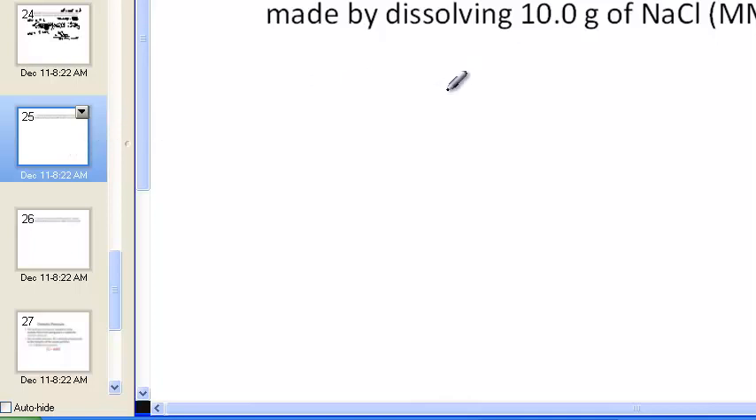What would the theoretical boiling point of a solution be if we dissolved 10 grams of salt into 54 grams of water? Oh, another good straightforward problem. The change in the boiling point is molality times the boiling point constant for water times the Van Hoff factor of sodium chloride.